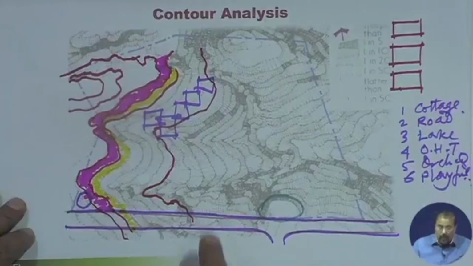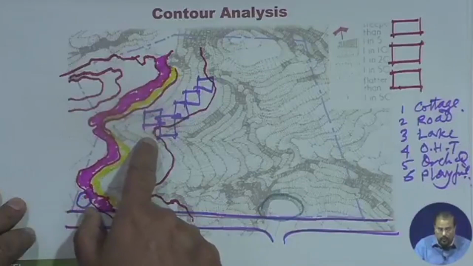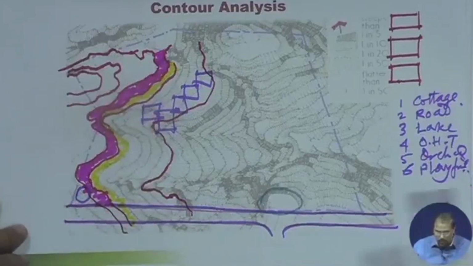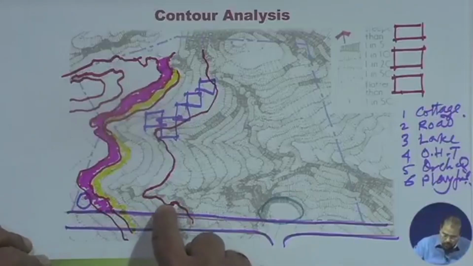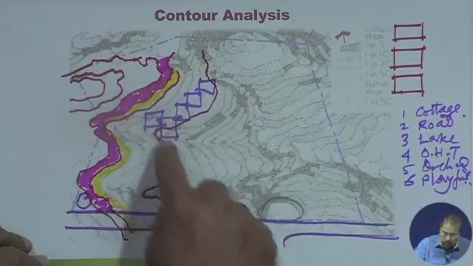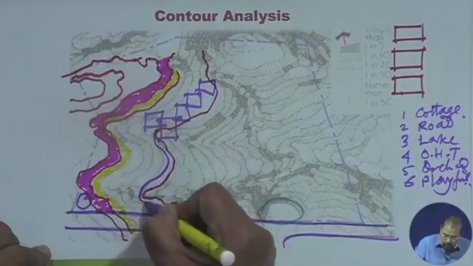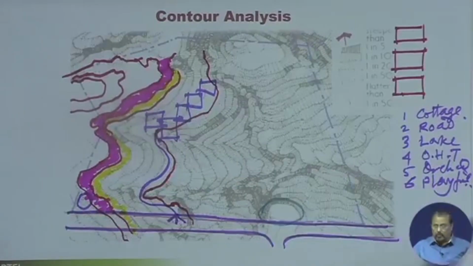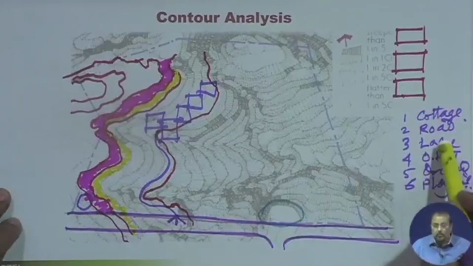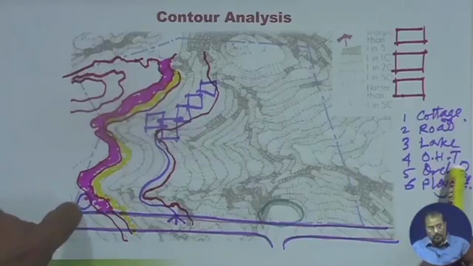Then the road, I have to connect. The best possible connectivity to this particular cottage is from the same level. So what happens is, if this is the particular level, this contour which runs in this direction and ultimately matches with this cottage, then this is the best possible position by which I can have my access road. Then lake, here the lowest point in the whole site, this is the lake. Then overhead tank, the highest point in the whole site, this is the point.